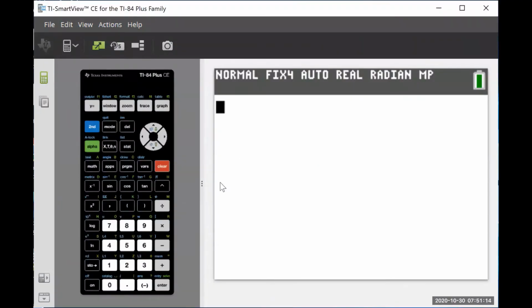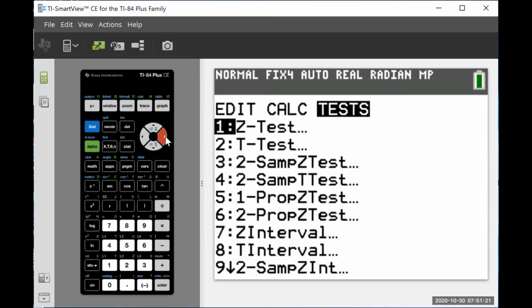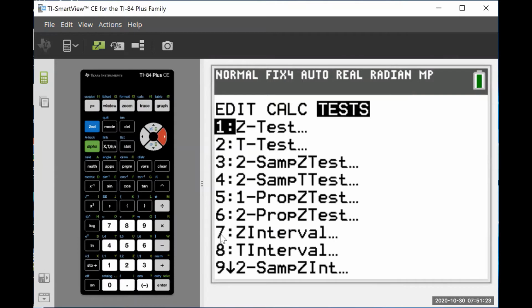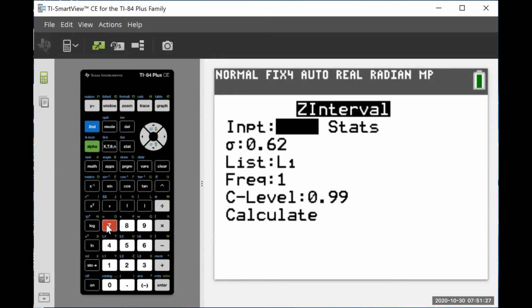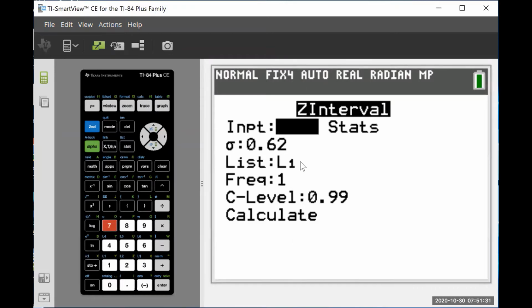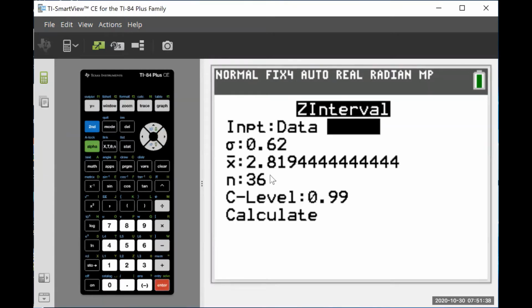Here is my TI-84 calculator. We go to stat, and then we go to test, and then we go to number 7 for Z interval. Then here we fill the information that is given in the question. In this example, they have given the statistic about the sample. So we are going to select that statistics there.